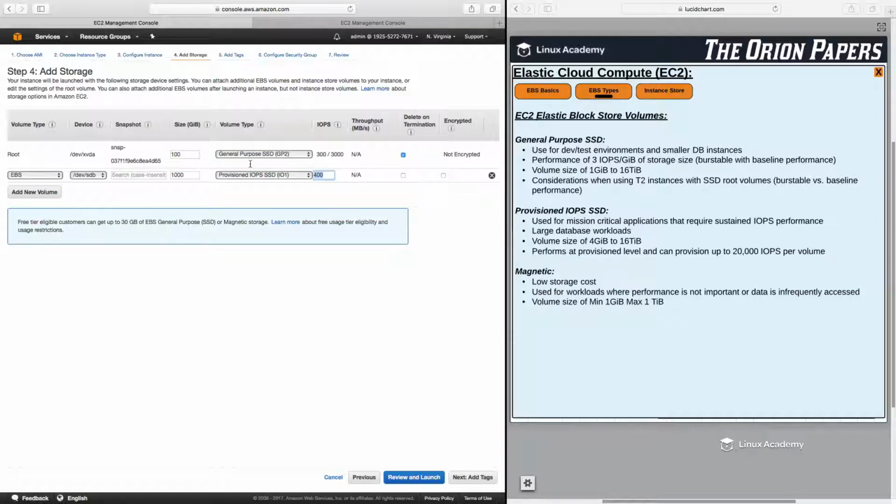We can then select the IOPS that we want and say put this at 6,000. And what we are doing is we're guaranteeing that we're going to have a baseline IOPS of 6,000. So this is the type of storage that we want to be using if we have an application that is going to require a high level of sustained IOPS.